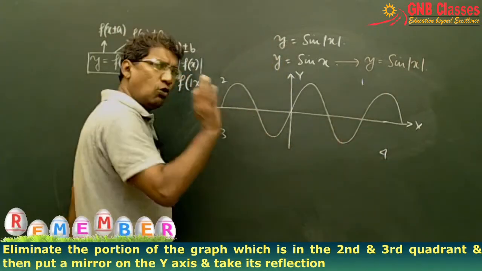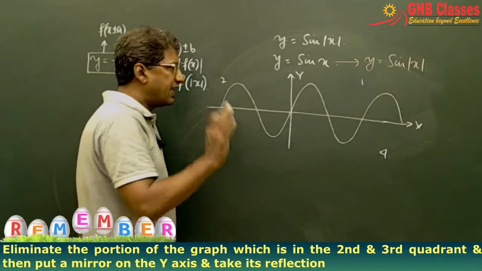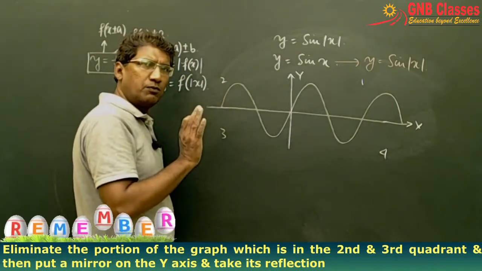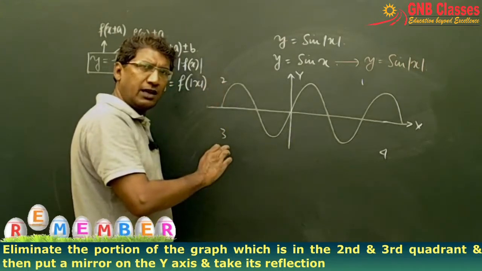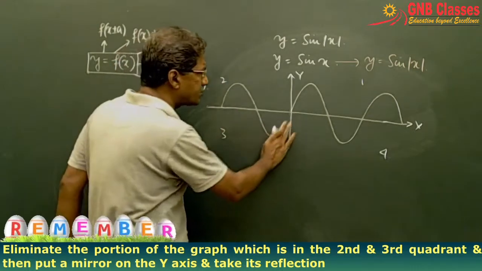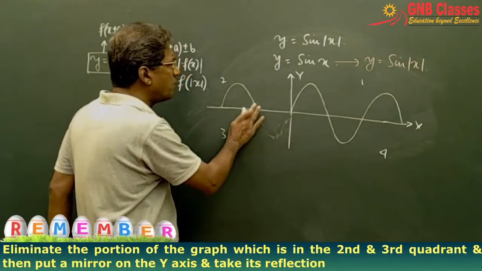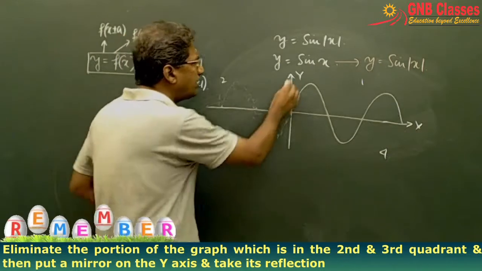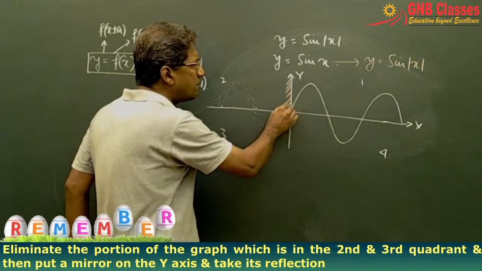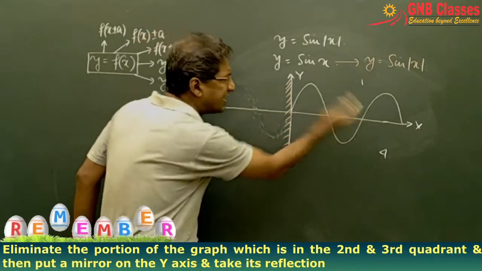All you do is rub out the portion in the second and third quadrant. Whatever portion of the graph is there in the second and third quadrant, you just remove it. Just remove this portion. And then all you do is put a mirror on the y-axis and take its reflection.